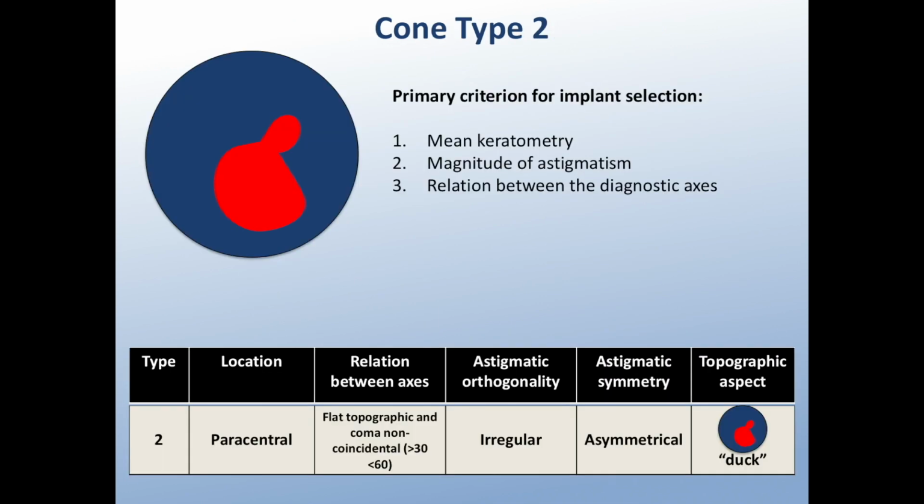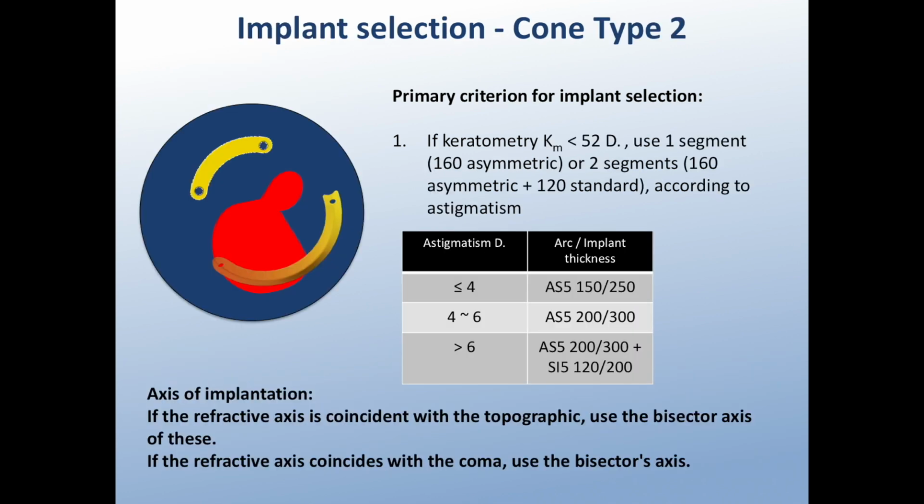The keratoconus of phenotype 2, also called duct, has the characteristic of being an asymmetric keratoconus, therefore a paracentral localization. The relationship between the topographic and coma axes is not coincident. The orthogonality of the astigmatism is irregular, and the astigmatism is by definition asymmetric. In this type of keratoconus, the progressive or asymmetric rings are used.